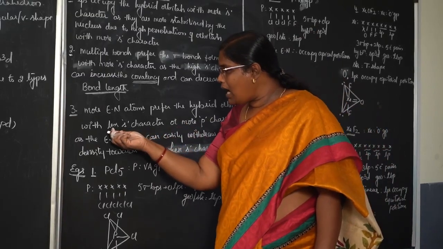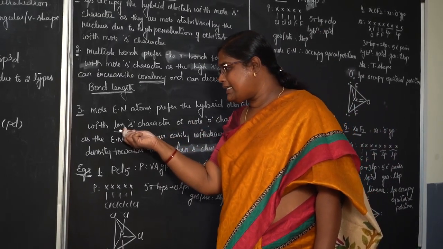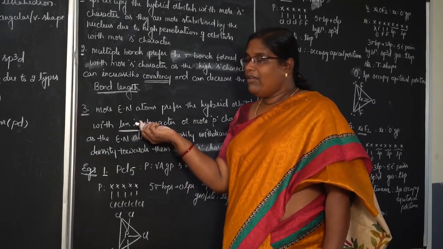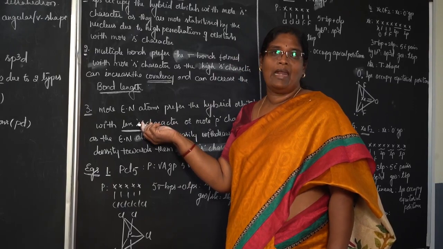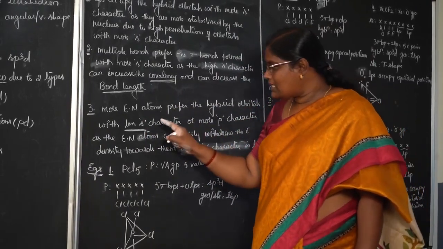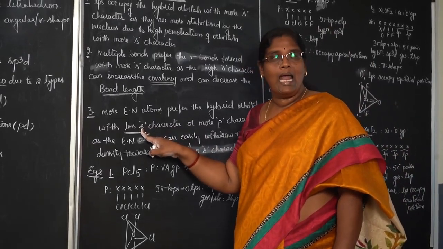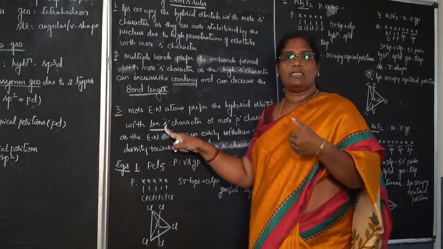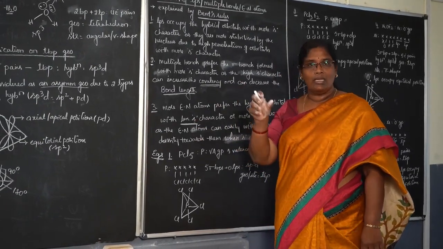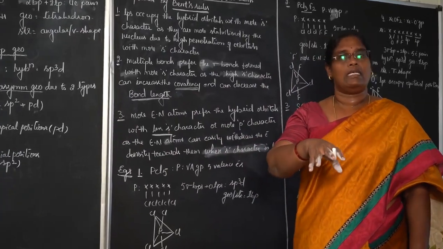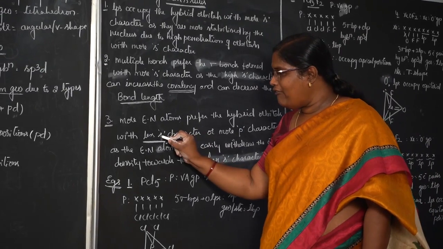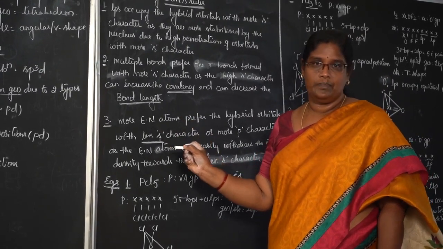So why does it prefer the hybrid orbital with less s character? When the s character is more, even the central atom can... But the electronegative atom has to take more of the electron density from the central atom. So that is possible only when s character is less.